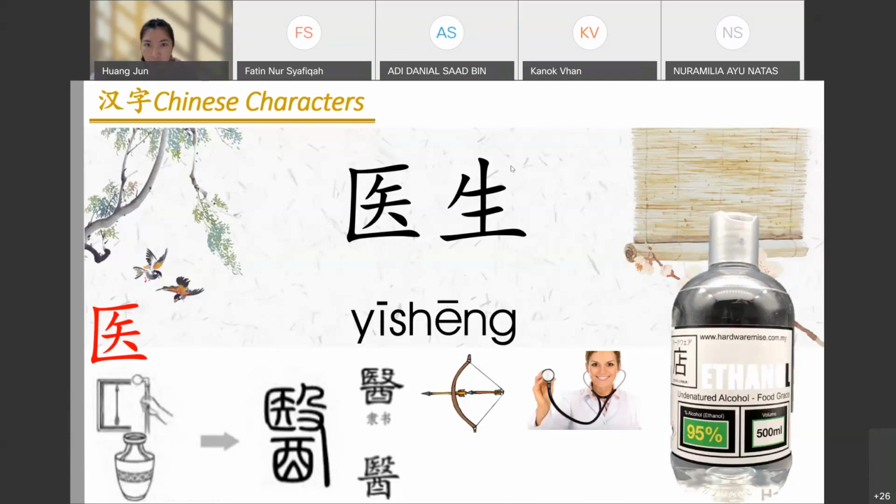So for 医生, we told you the word 生 is related to a person. For example, we have 先生, Mr., and 学生, student. So 生 is always related to people. People give you treatment when you are hurt, so they are doctors. Okay, so this is doctor, 医生.